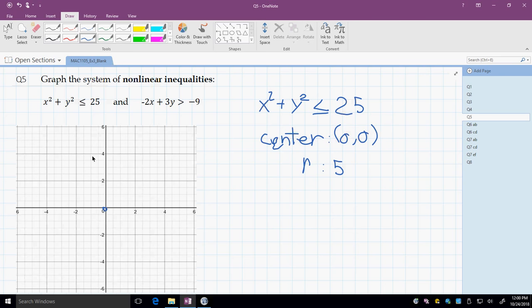On our x-axis, we're going to go to negative 5, 5 down, and 5 to the right. Now we're going to connect all the points.